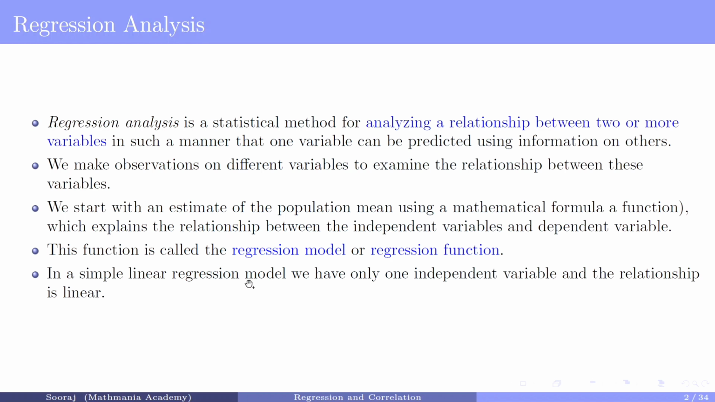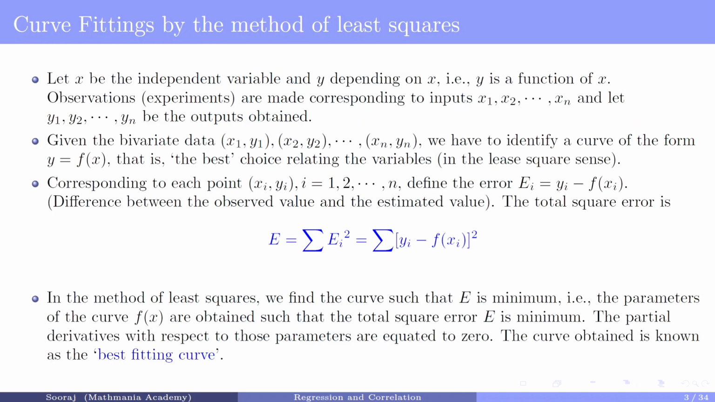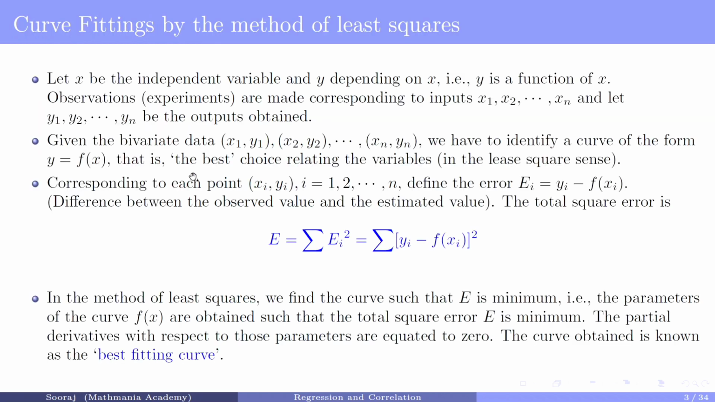Initially we will start with a simple linear regression model, which has only one independent variable, and the relationship is linear. When we say linear, we of course expect something of this form: y equals a plus bx, and x is considered to be the independent variable. So when we say simple, we expect something of this form.